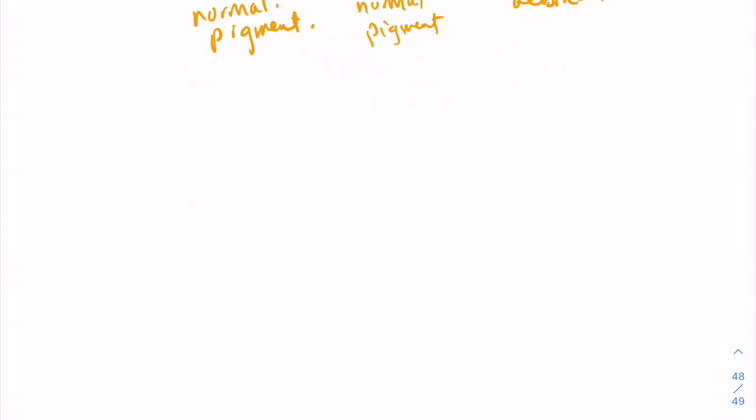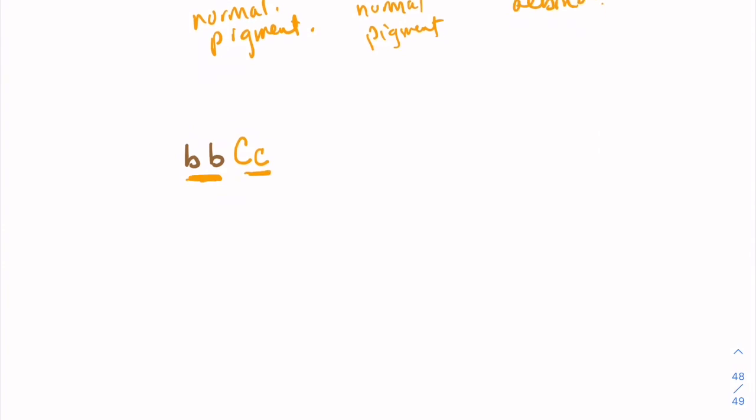All right, let's say we have a cat that is, let's make it homozygous recessive at the B locus and homozygous dominant at the C locus. What color fur is this cat going to have? Well, the B locus says it's going to have brown fur, and the C locus says it'll have normal pigmentation, so this cat will have brown fur.